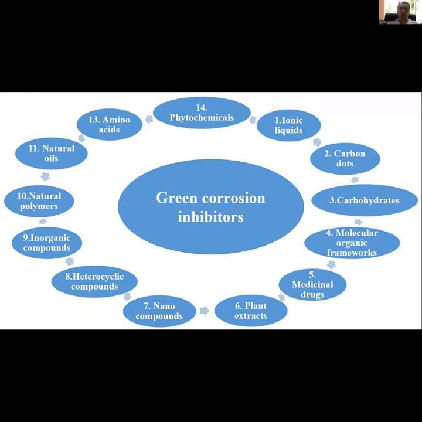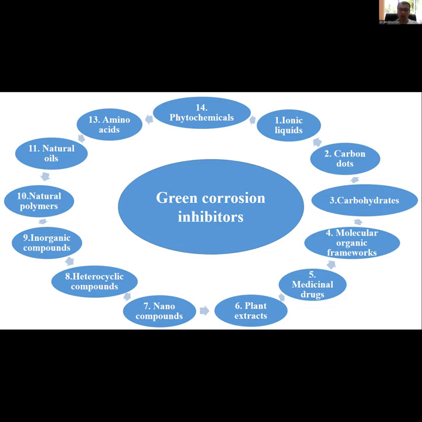Ionic liquids have two parts. The first part is the anionic part. The next one is the cationic part. The next one is carbon dots. Carbon dots are large molecules, like ionic liquids, but carbon dots have several amino and carboxyl or other beneficial functional groups. These functional groups are mainly responsible for the great inhibition performance.